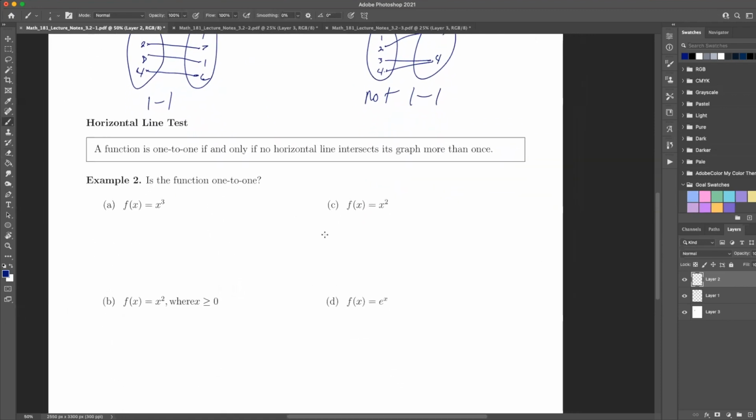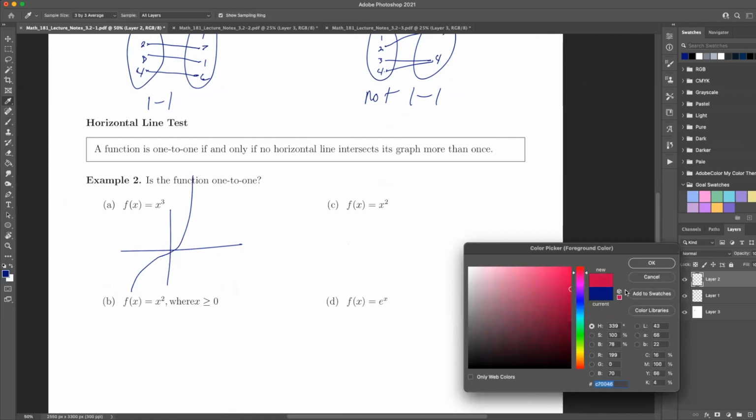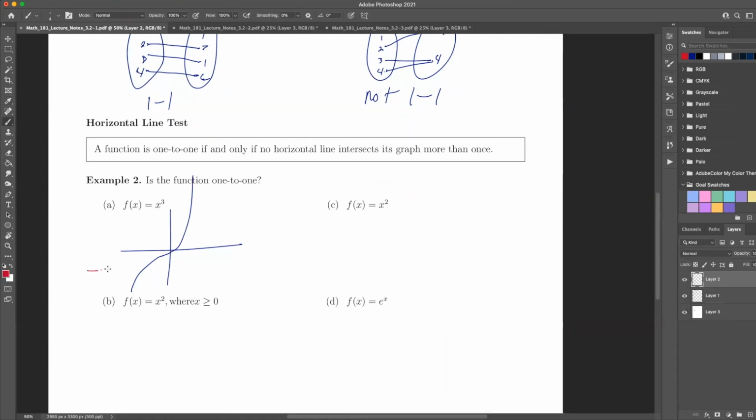Okay. And so let me just show you briefly how to do that. Here we have a function of x cubed, roughly, and here if I draw horizontal lines in red, here it intersects once, here it intersects once, and here it intersects once. So all my lines only intersect once. So vertical lines test if it's a function, and horizontal lines test if that function is one-to-one. Let me rephrase that. Horizontal lines test if a curve is one-to-one. It doesn't necessarily mean it's a function.